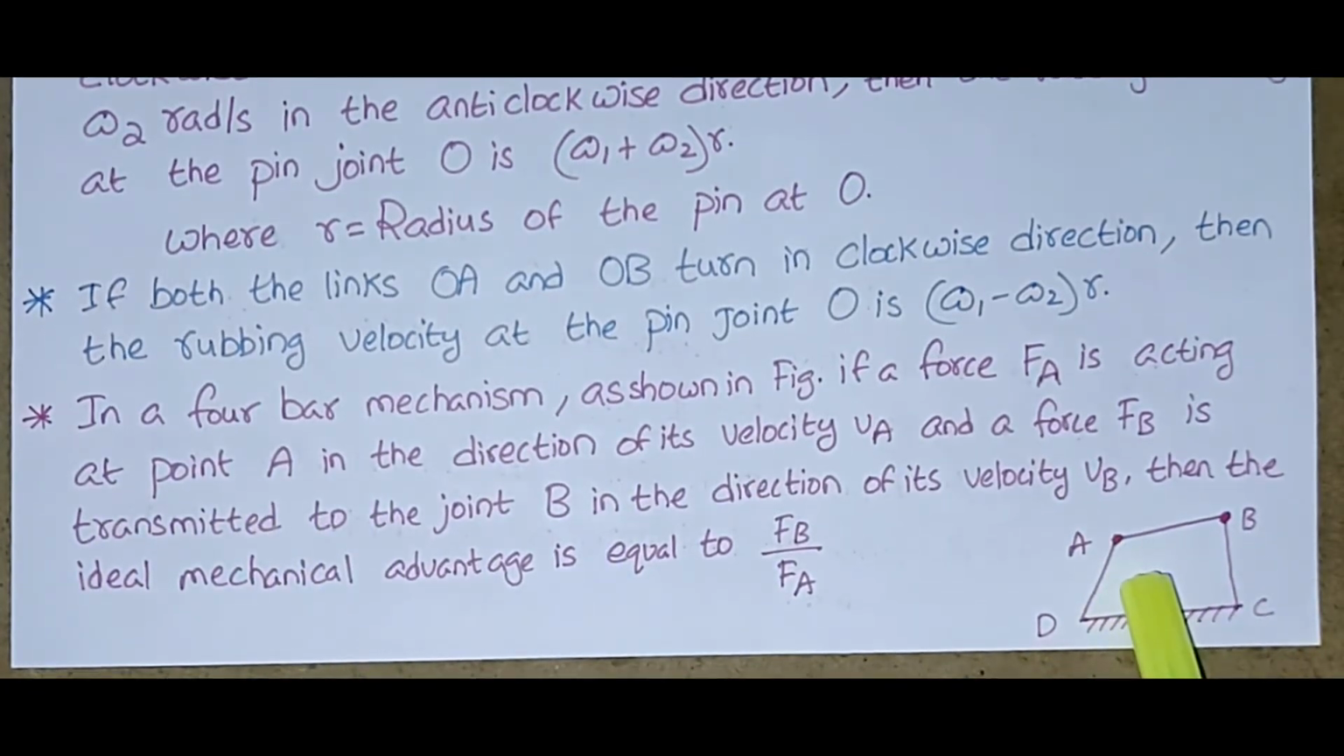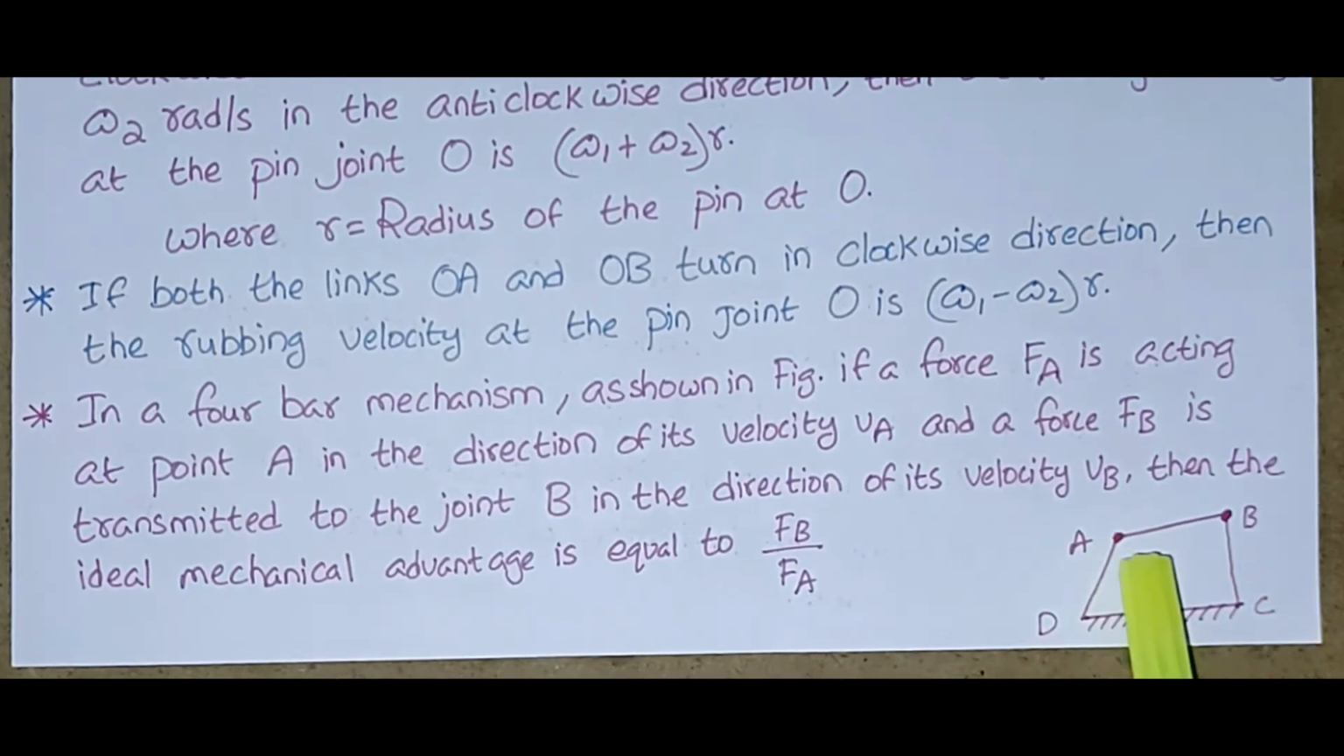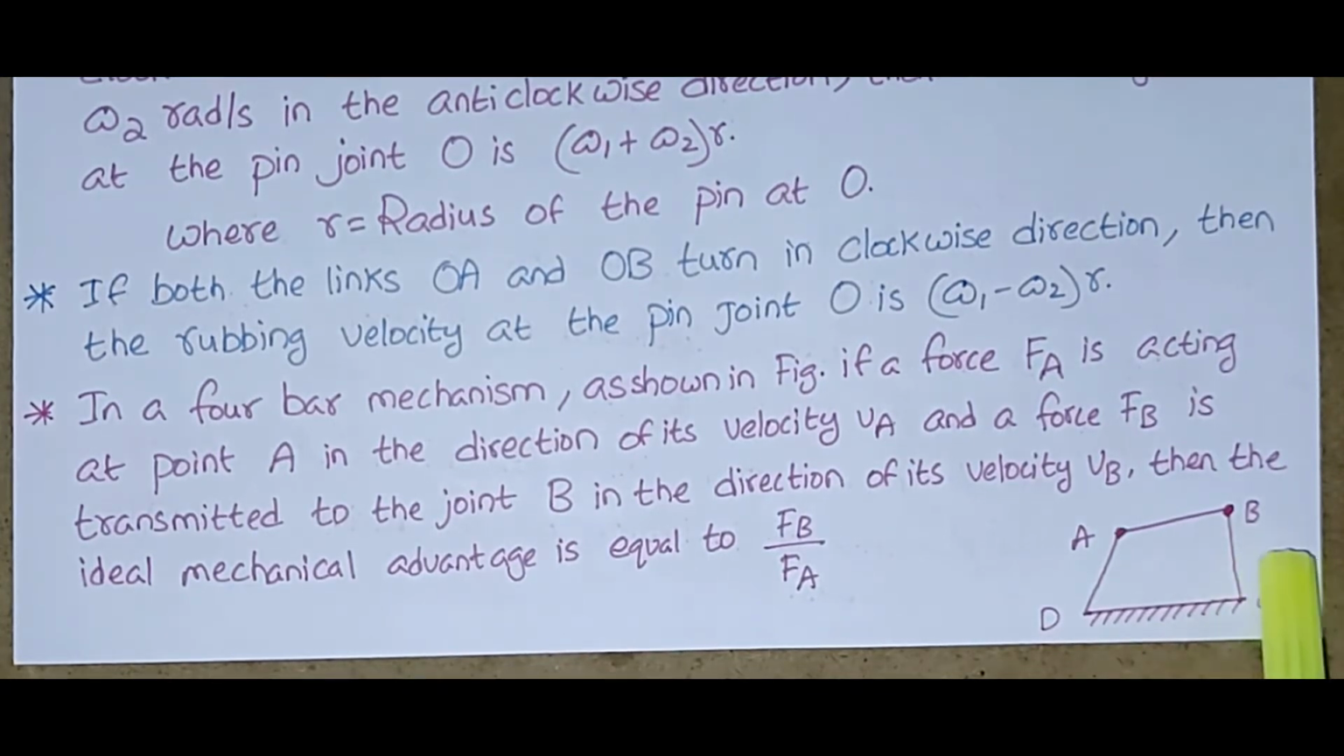At this point A, force Fa is acting at point A in the direction of its velocity Va. And a force Fb is transmitted to the joint B in the direction of its velocity Vb. Then the ideal mechanical advantage is equal to Fb by Fa.